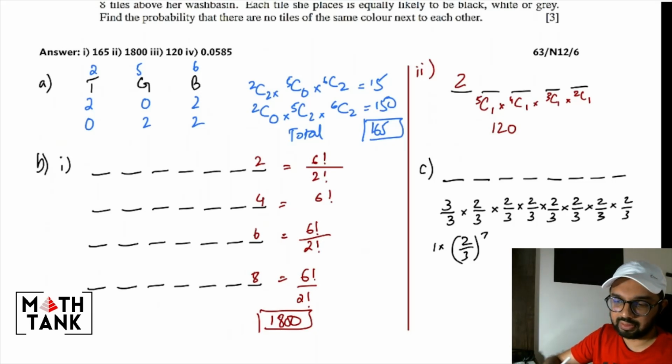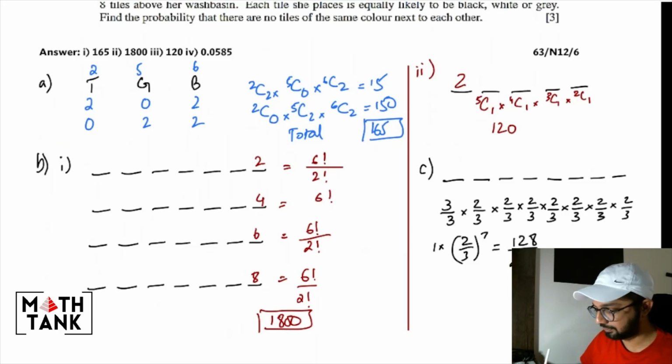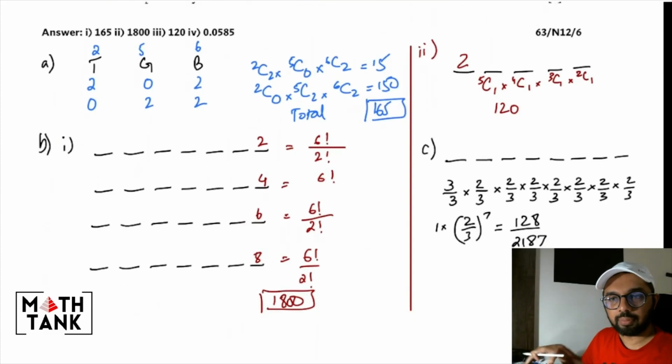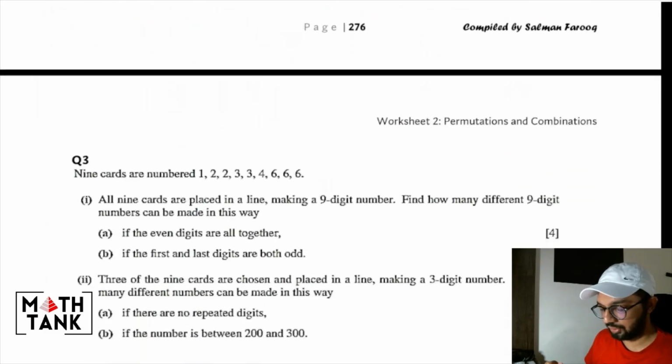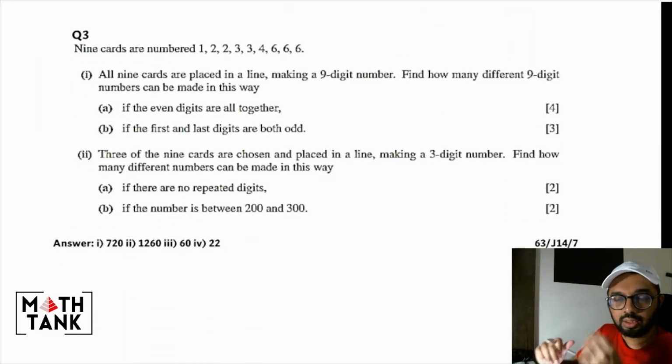What does that give us? Does that give us the correct answer? Let's check. It gives us 0.0585 or 128 over 2187. Okay, and that is the correct answer. Okay, then moving on to question number 3.